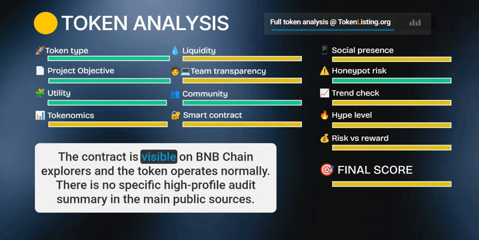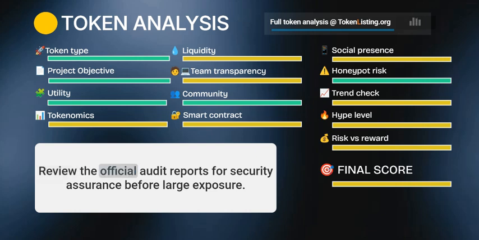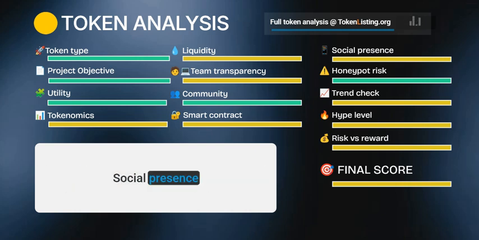Smart contract. The contract is visible on BNB Chain Explorers, and the token operates normally. There is no specific high-profile audit summary in the main public sources. Review the official audit reports for security assurance before large exposure.